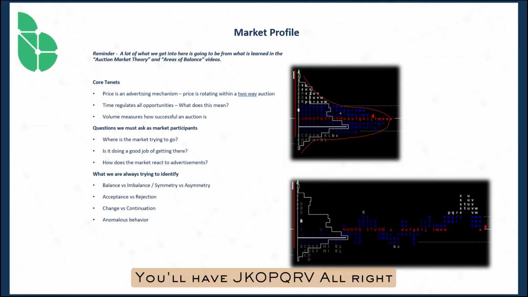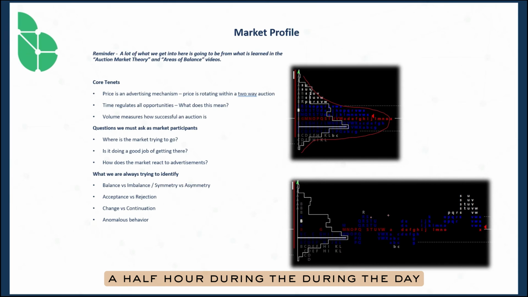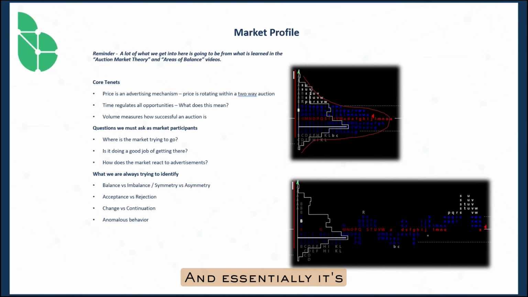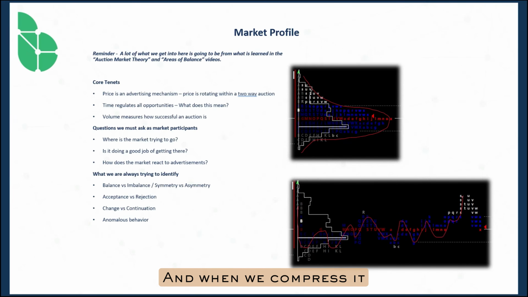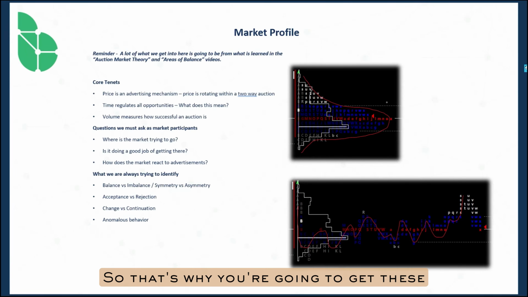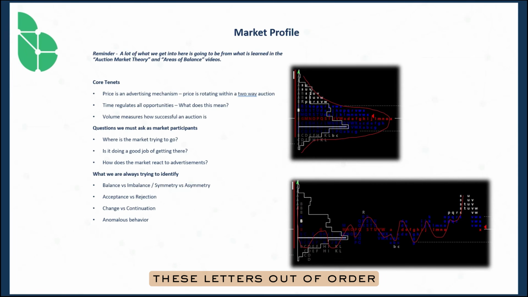Or here you'll have J, K, O, P, Q, R, V. You can see that these periods are where we spent a half hour during the day, and essentially it's just for that half hour period, much like a candle would be. So the market in this case has been rotating in this fashion, and when we compress it all, we're going to see where we spent the most amount of time, where we spent very little time, and so forth. That's why you're going to get these letters out of order.